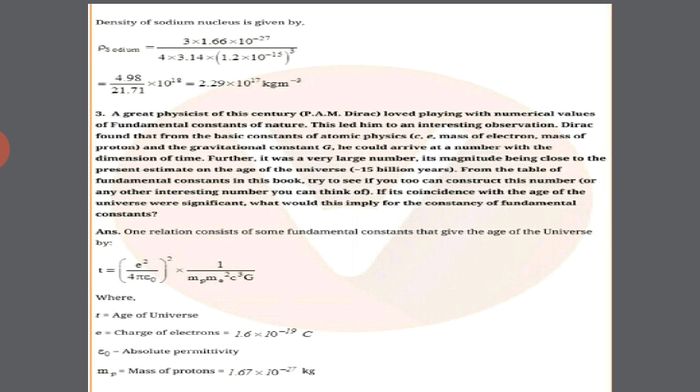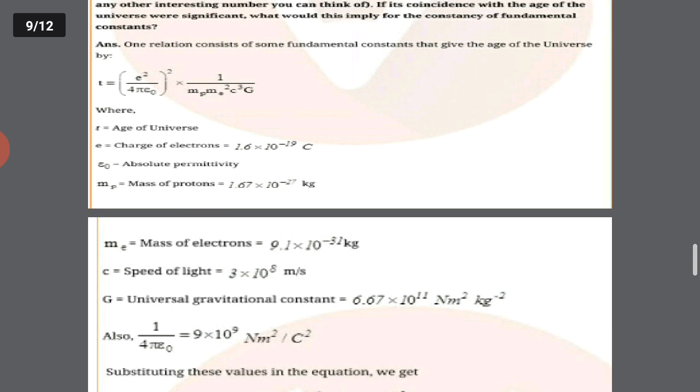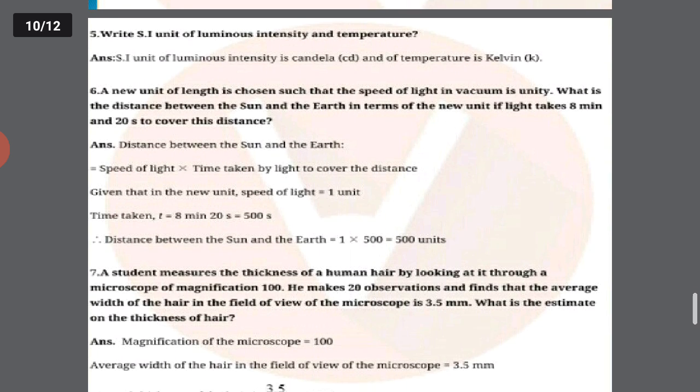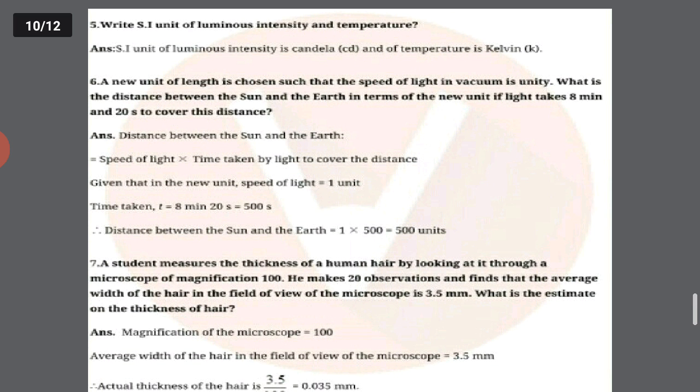Okay, so let's discuss some more questions. Now let's see this. Write SI unit of luminous intensity and temperature. The SI unit of luminous intensity is candela and temperature is Kelvin. Next question. A new unit of length is chosen such that the speed of light in vacuum is unity. What is the distance between sun and earth in terms of the new unit if light takes 8 minutes and 20 seconds to cover the distance?